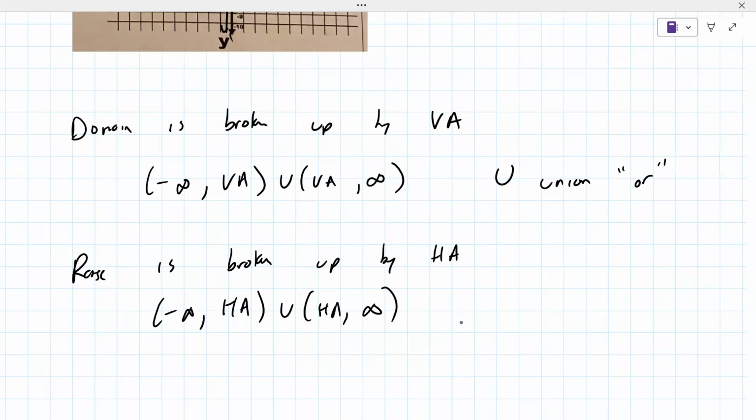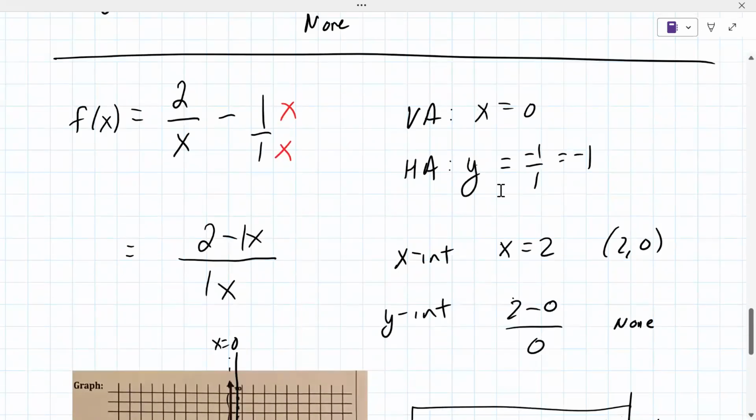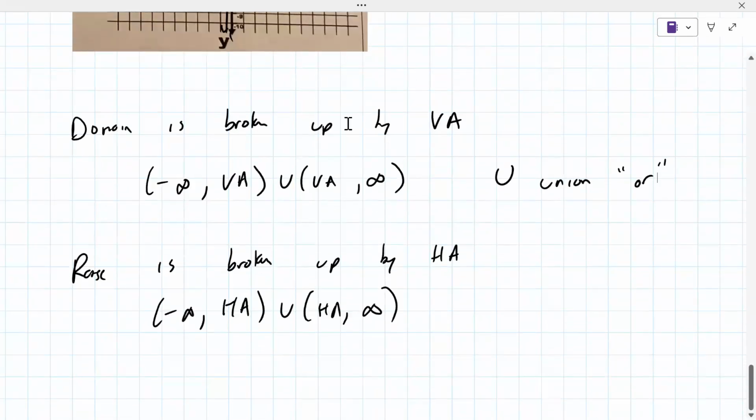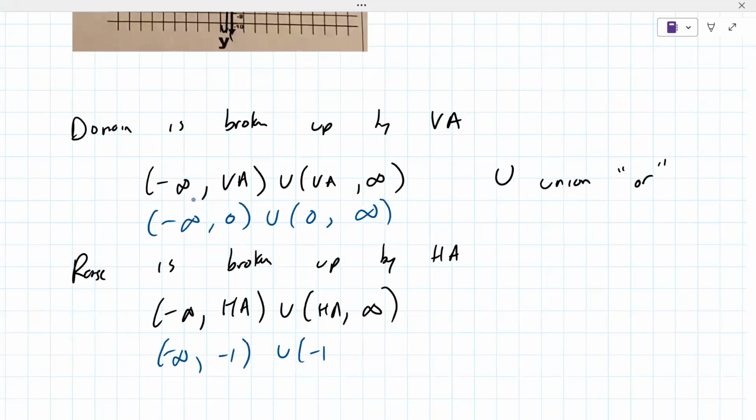Okay, so then you do that. So are you using your vertical and horizontal asymptotes for that? Yeah, you have to replace those numbers. Like in this previous problem, instead of HA, you're gonna put -1. Instead of VA, you're gonna put 0. But these are always true in your problems. So to answer your question, in your problem, it's negative infinity to 0, union 0 to infinity, negative infinity to -1, union -1 to infinity.